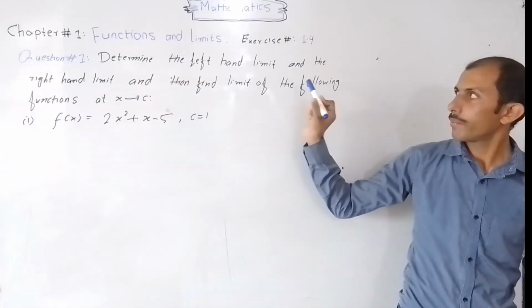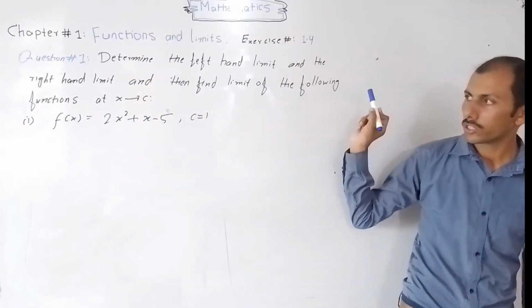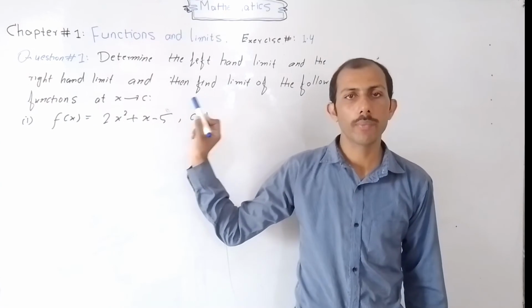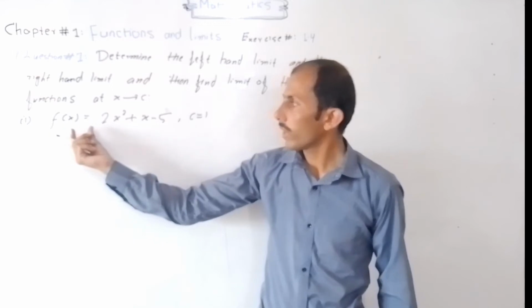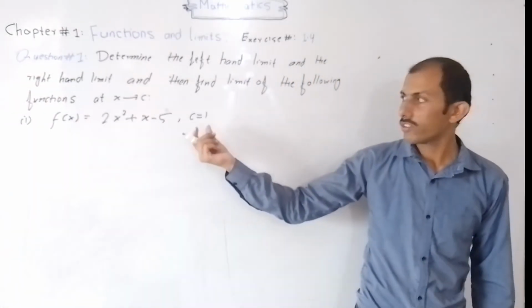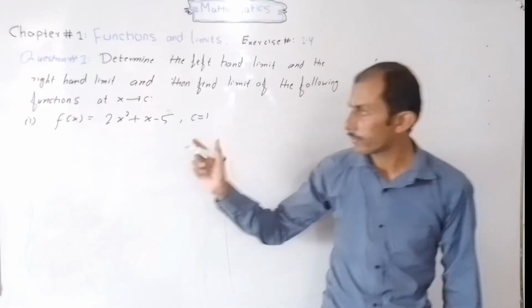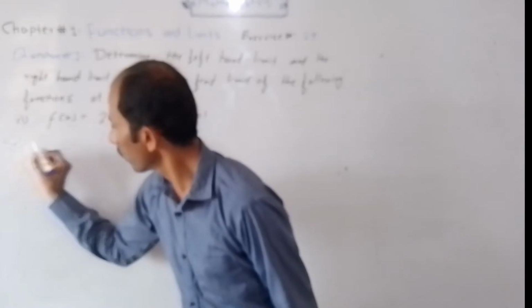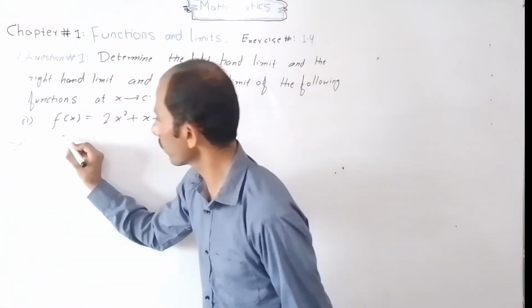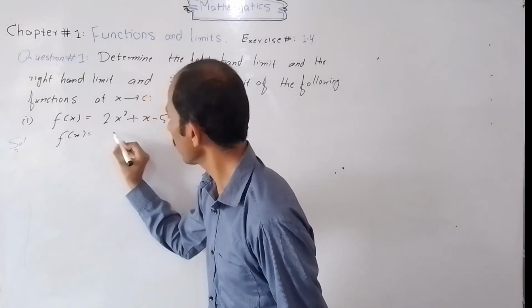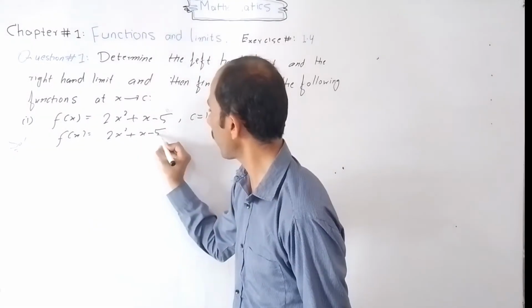Determine the left hand limit and the right hand limit and then find the limit of the following functions as x approaches c. That is part first. f(x) = x² + x − 5, c = 1. Start first as it is. f(x) = 2x² + x − 5.